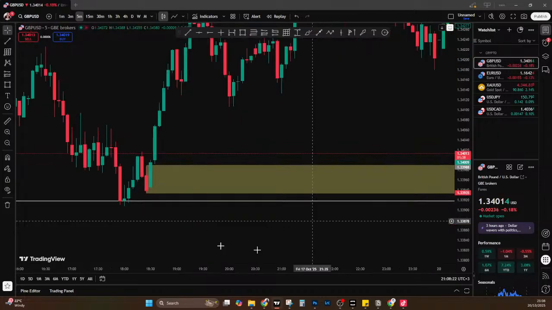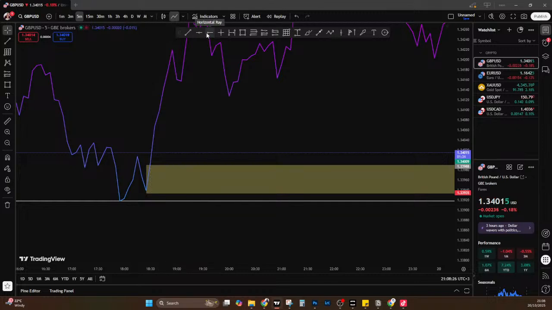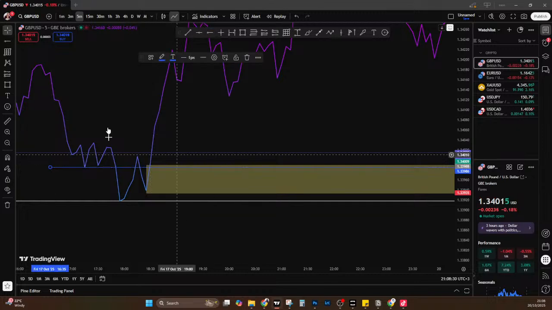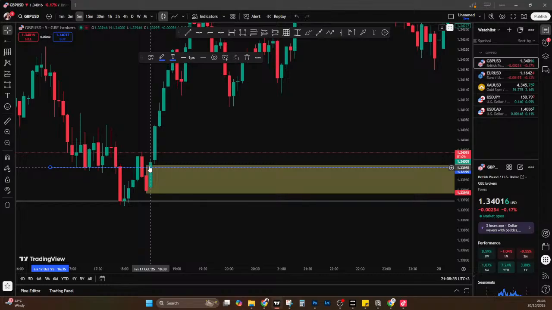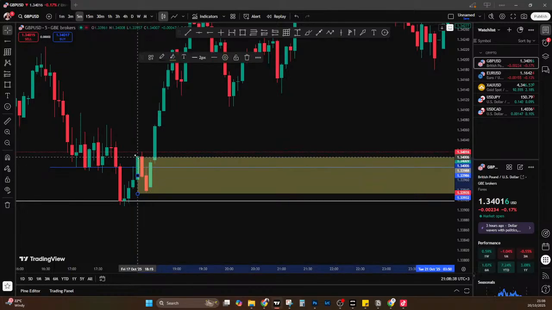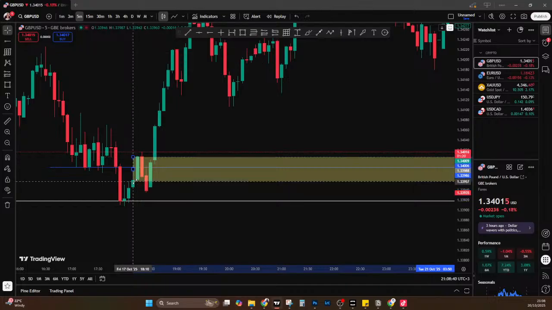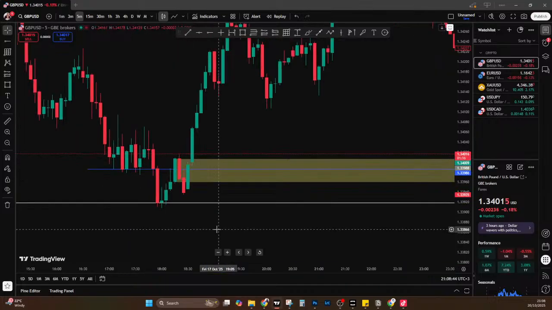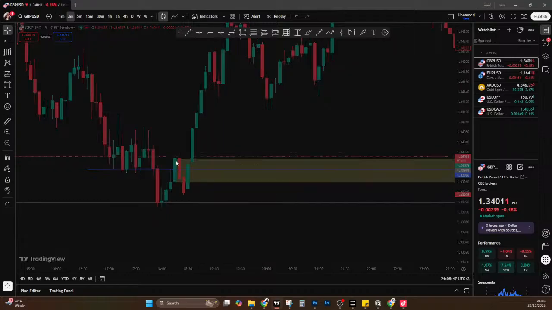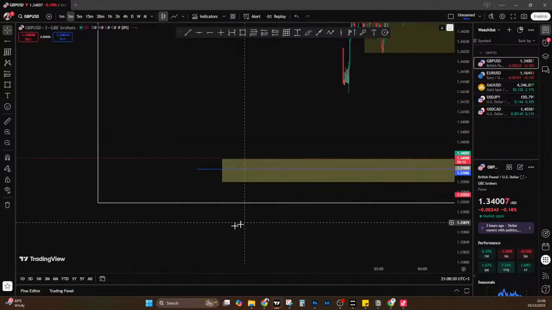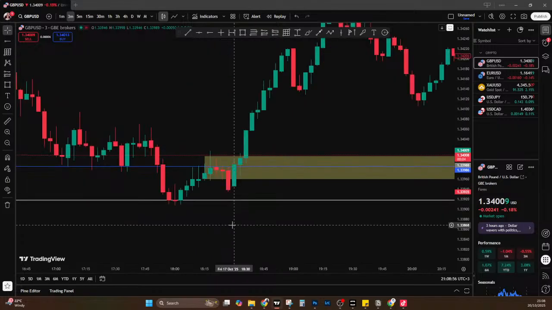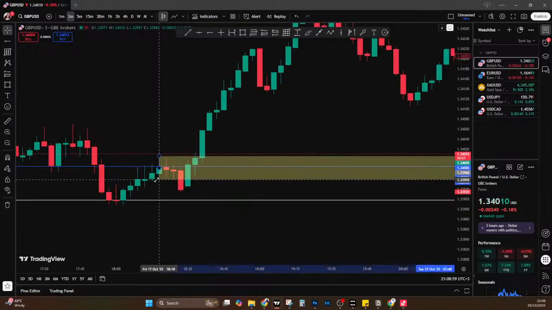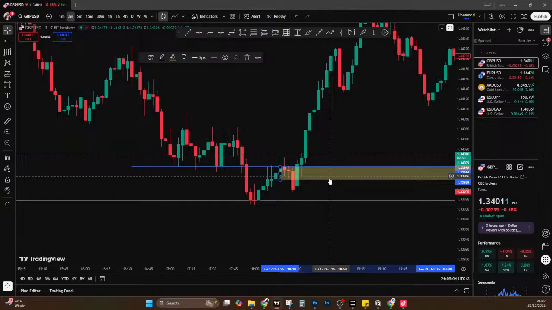So we have a QML here. This is our QML. I think it would be better if we look for an opportunity from the QML. Okay, looks like it's just our breaker block that will work. Okay, let us refine this. Breaker blocks are good, but they can send you to the village. See, now it is exactly at our QML.